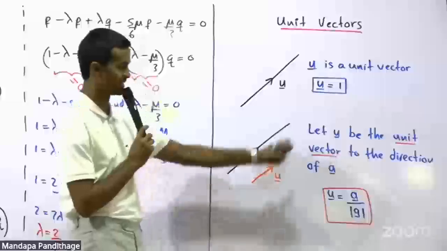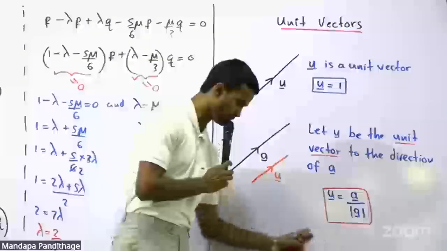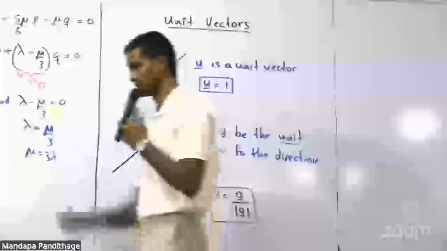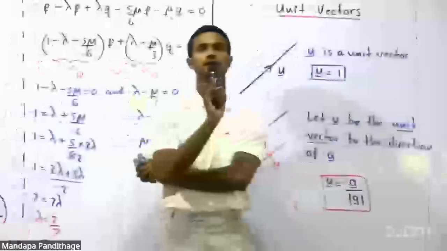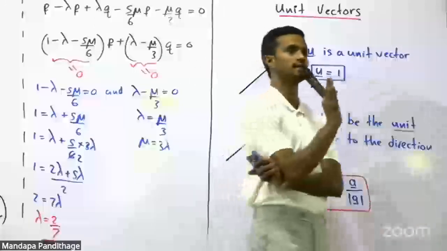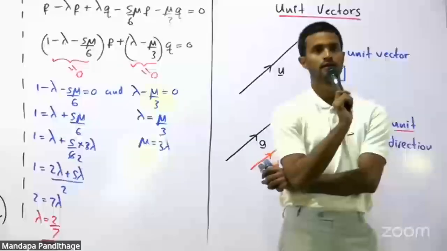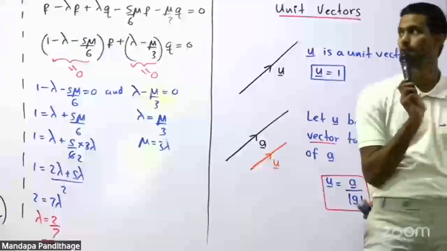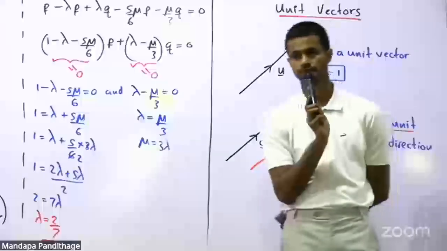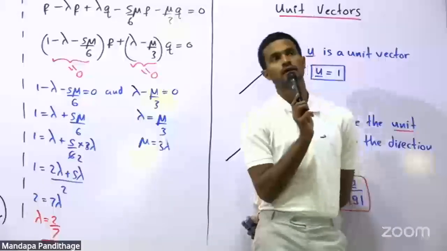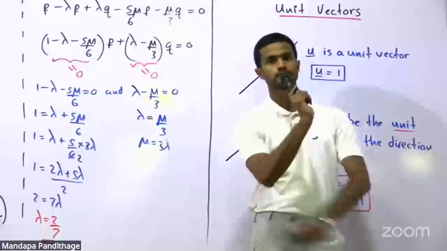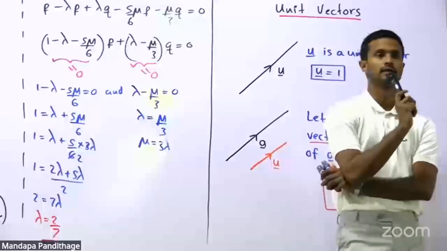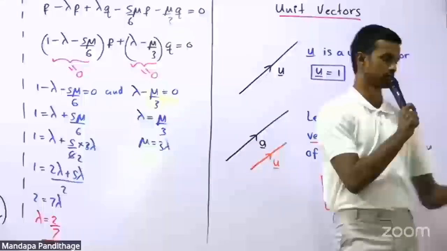Okay, so we have the vector u, the unit vector to the direction of A. Hence it is clear that to find the unit vector to the direction of a given vector, we need to divide the vector by its magnitude.